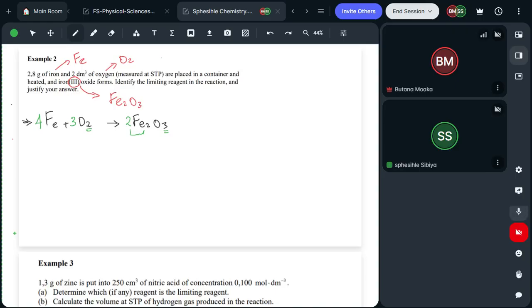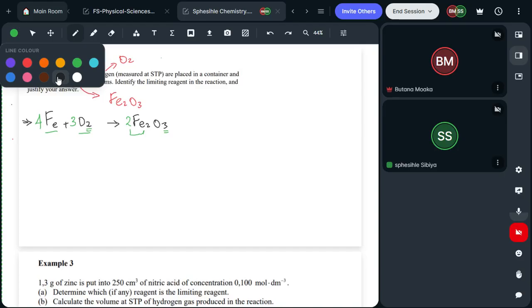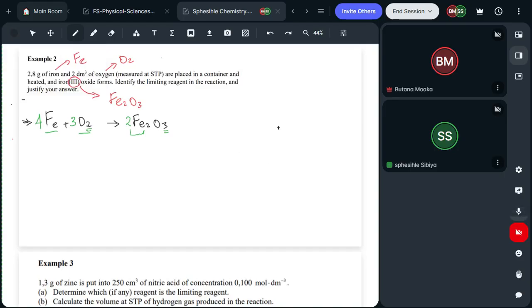That's the first step: write the balanced equation. Do you still remember the steps I gave you when we started the lesson? Yes. Number 2, I said calculate the given moles of all the reagents. So we need to calculate the moles of Fe and the moles of O2. I'm going to work on calculating the moles, starting with Fe.